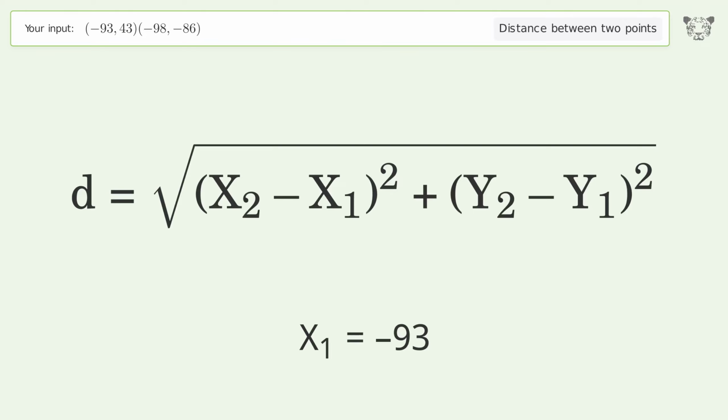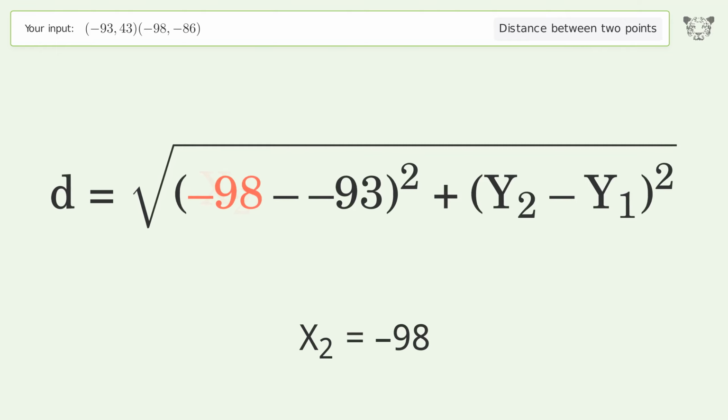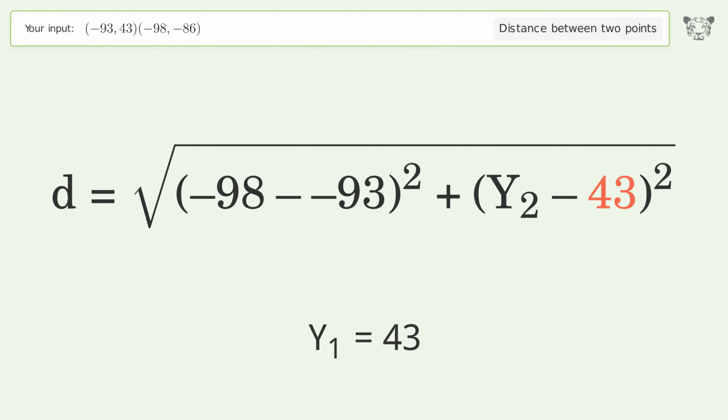x1 equals -93. x2 equals -98. y1 equals 43. y2 equals -86.